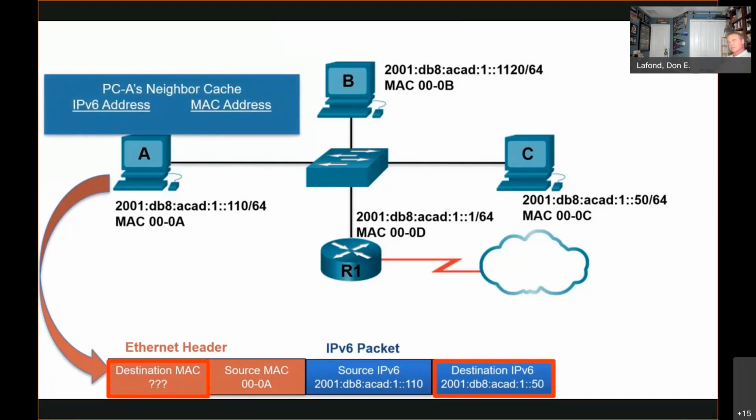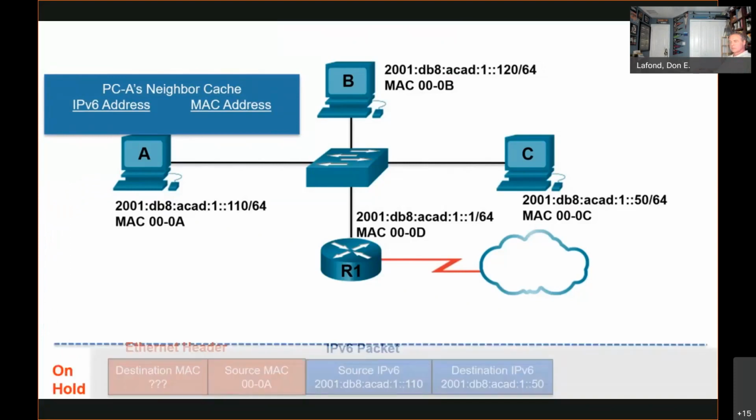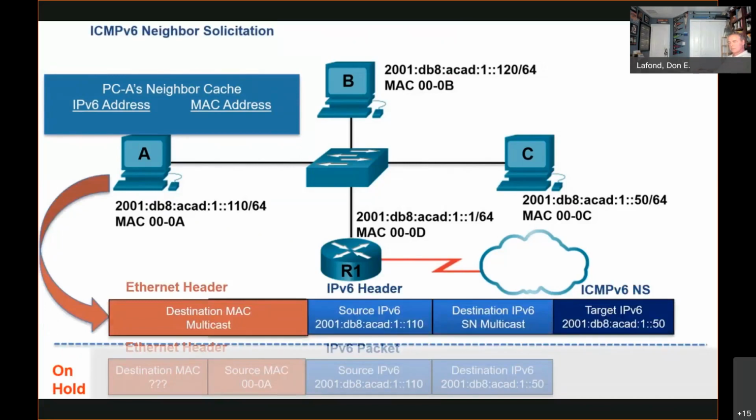Host A examines its neighbor cache to see if there's an entry for this destination IPv6 address. Similar to an ARP table, the neighbor cache maps IPv6 addresses to MAC addresses. For simplicity's sake, MAC addresses are shown here as 4 hex symbols instead of the usual 12. As we can see, there is no MAC entry associated with this IPv6 address. The IPv6 packet is placed on hold, and host A creates an ICMPv6 neighbor solicitation message.